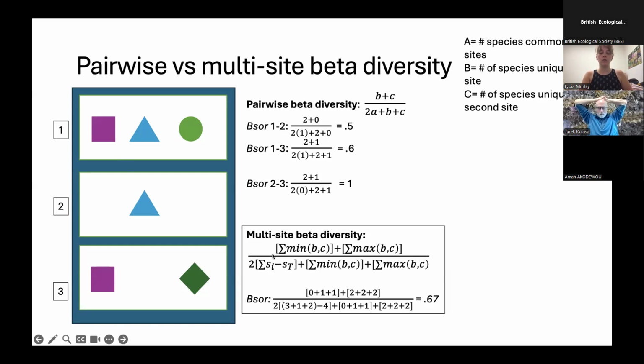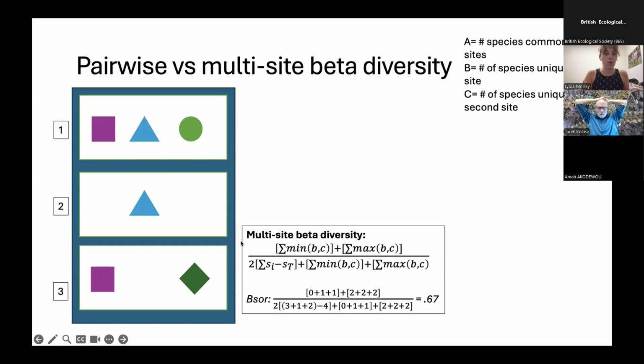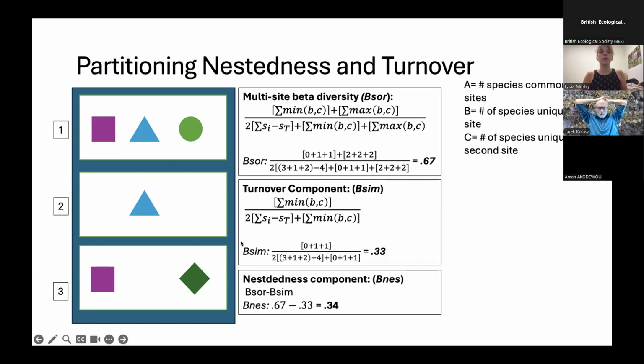And for T, we use multi-site measures. So from here on out, we're just going to be talking about these features of multi-site beta diversity. So only multi-site. The next thing we have to do is partition nestedness and turnover.